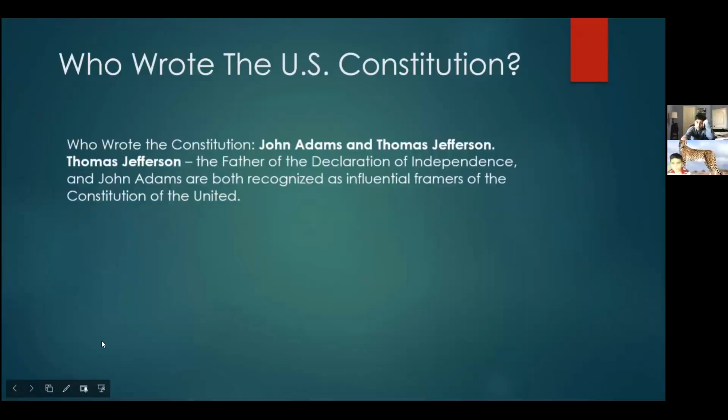Who wrote the U.S. Constitution? John Adams and Thomas Jefferson. Thomas Jefferson, the father of the Declaration of Independence, and John Adams are both recognized as influential framers of the Constitution of the United States.